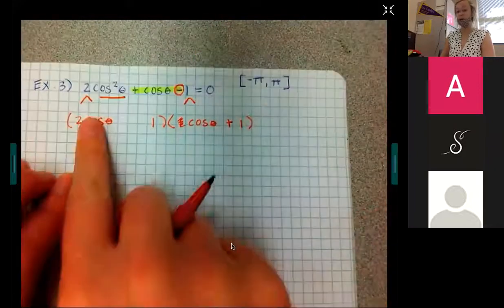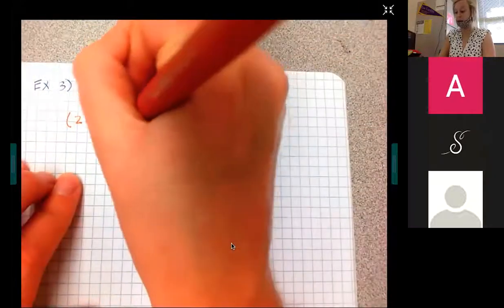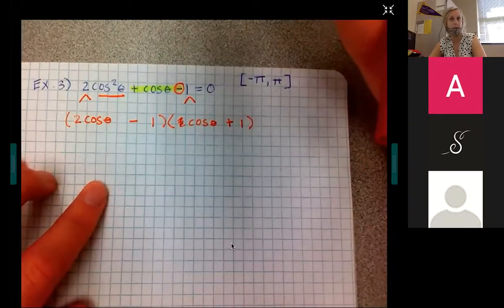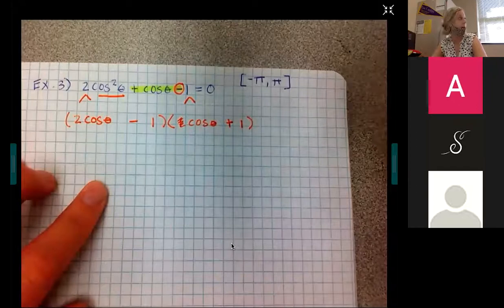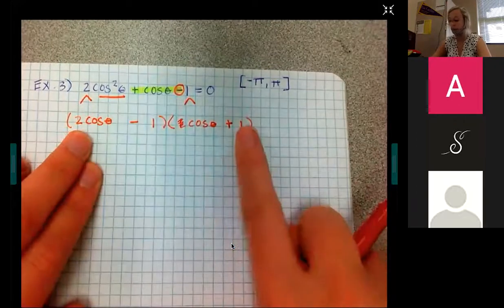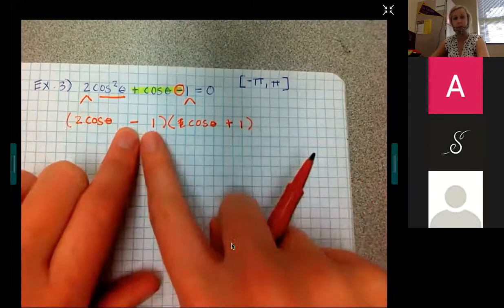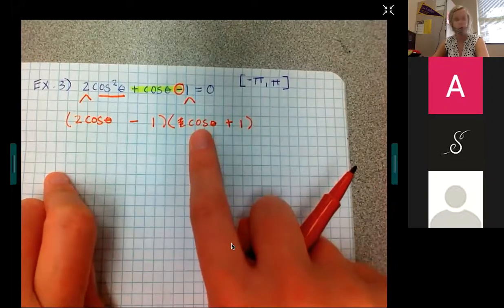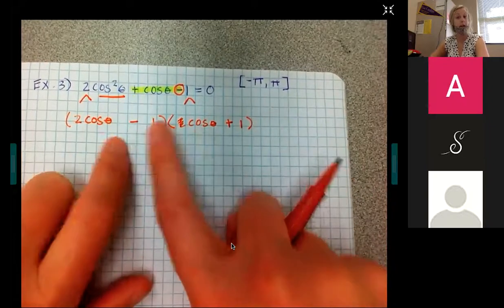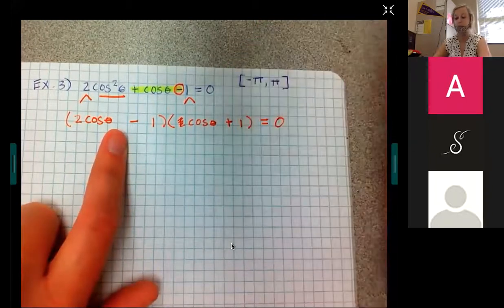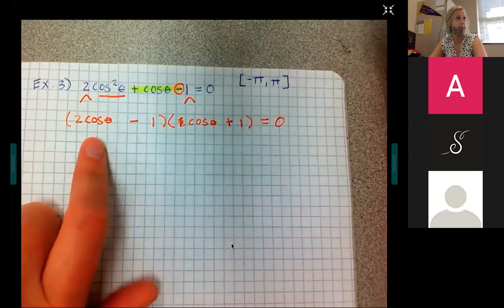Good, where it's multiplied by the 2, and this one would be negative. How can you always check yourself with factoring? FOIL it back out real quick and make sure it works. So I've got 2 cosine squared, that works, plus 2 cosine, that works, minus 1 cosine. So what's 2 cosine minus 1 cosine? Positive 1 cosine, and then minus 1. So these are my 2 factors. Everybody okay with how we factored that?